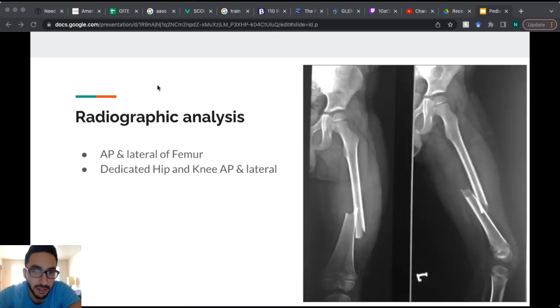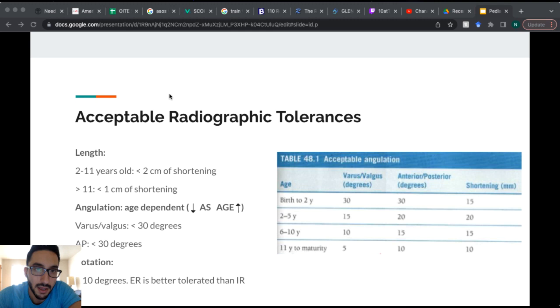Now, in terms of radiographic analysis, pretty simple. Get an AP and lateral of the femur. You also want to get dedicated films of the joint above and below, so the hip and the knee. Now, in terms of acceptable radiographic tolerances, this is a figure right out of the Handbook of Fractures. Children generally can tolerate pretty high tolerances of deformity. So generally 2 to 11 years old can tolerate up to 2 centimeters of shortening. Greater than 11 is a centimeter of shortening.